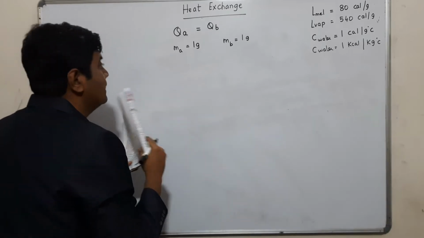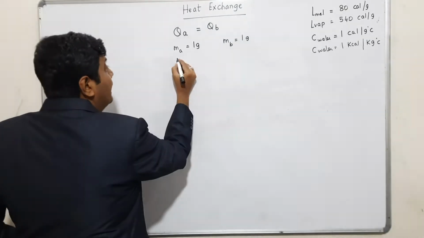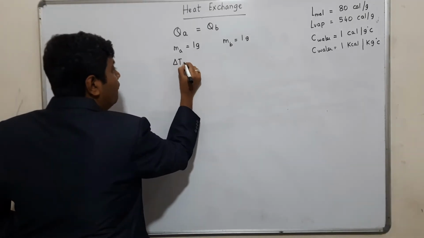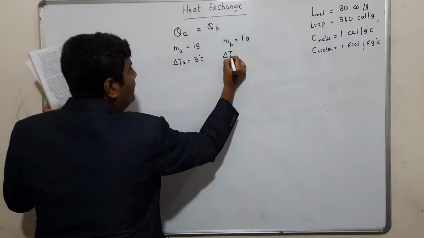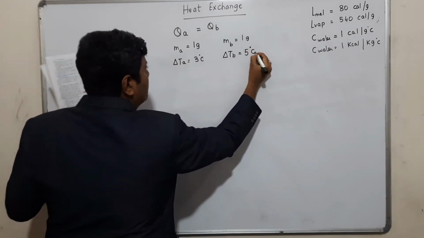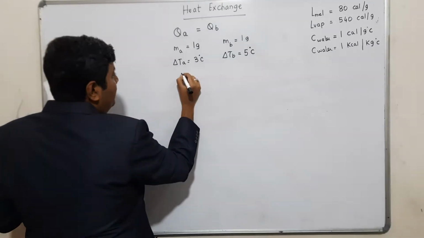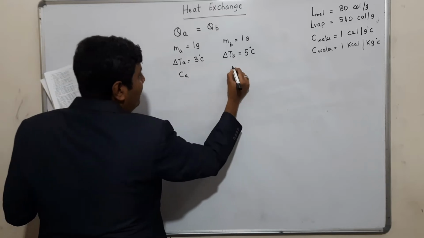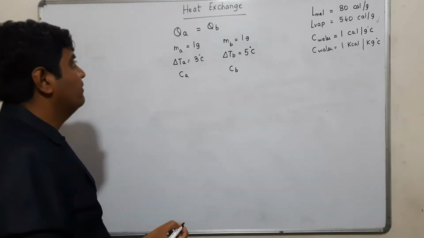Temperature of A increases by, here it is not given temperature, it is given increases by, means delta T is given. So delta T of A is equal to 3 degrees Celsius and delta T of B is equal to 5 degrees Celsius. Which object has more specific heat capacity? You will write Ca and you will write Cb. So you have to find the relation between Ca and Cb.